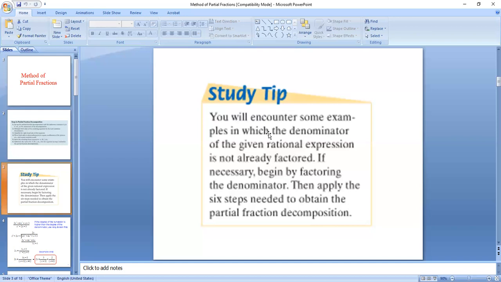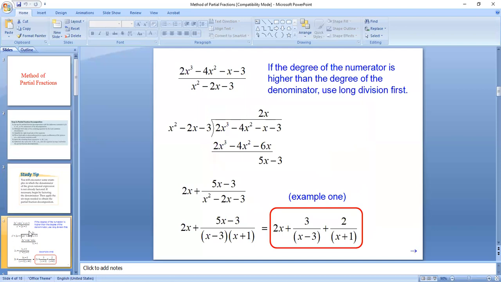Okay? Now, to illustrate what I mean with the processes I've mentioned, let's go to this particular example. Let's say this is the rational expression that is written in your integral. So let's say this is your integral. You have a polynomial numerator and you have a polynomial denominator. The degree of the numerator is 3. The degree of the denominator is only 2. Since this is higher in degree than the denominator, you do long division.